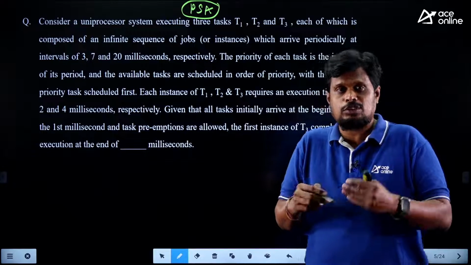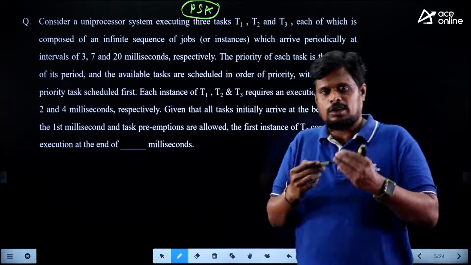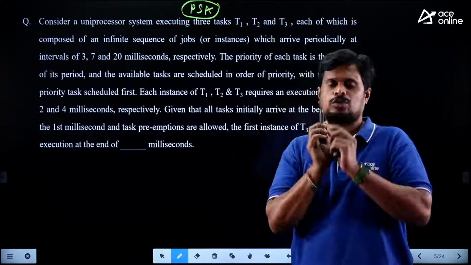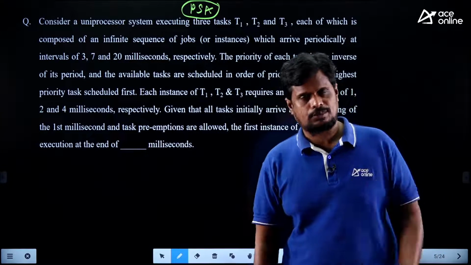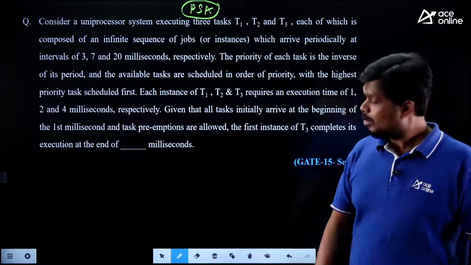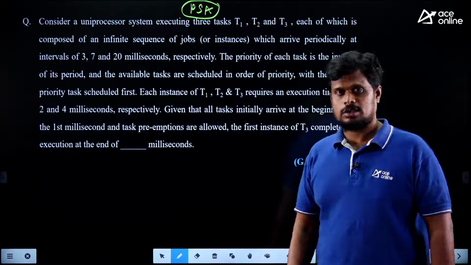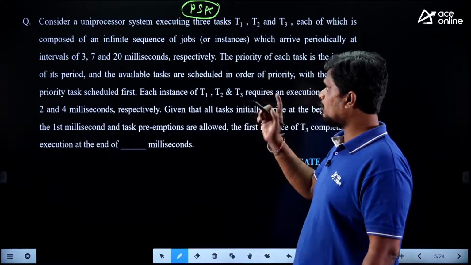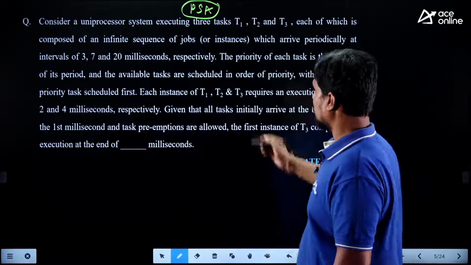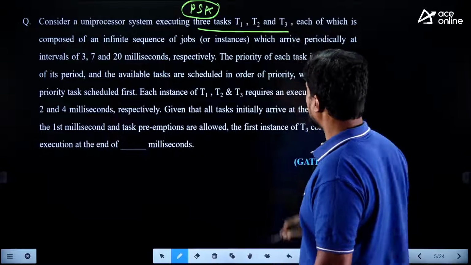How many questions do we have from process scheduling algorithms? Among all those questions, this question is the toughest one. Okay, so it is a very smart question. Verify how we can solve this. Consider a uniprocessor system executing 3 tasks. So I have T1, T2, T3, right?